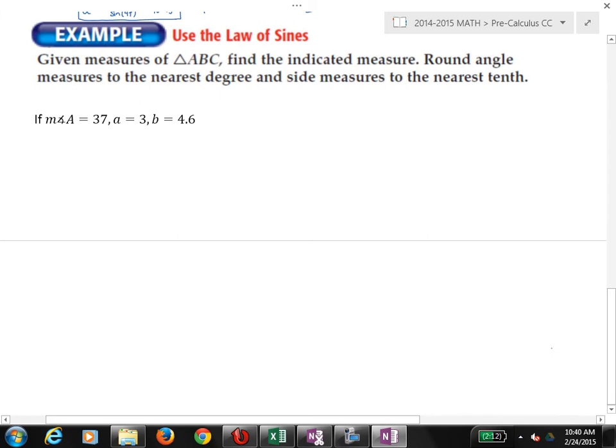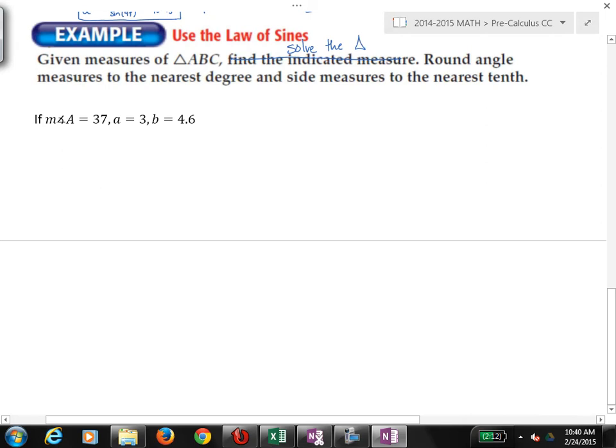Find the indicated measure. Actually, it says find the indicated measure, but I actually want you to just solve the triangle like we did on the previous example. So I guess we could eliminate this and say solve the triangle, which again means find all the other pieces of information, angles and sides.